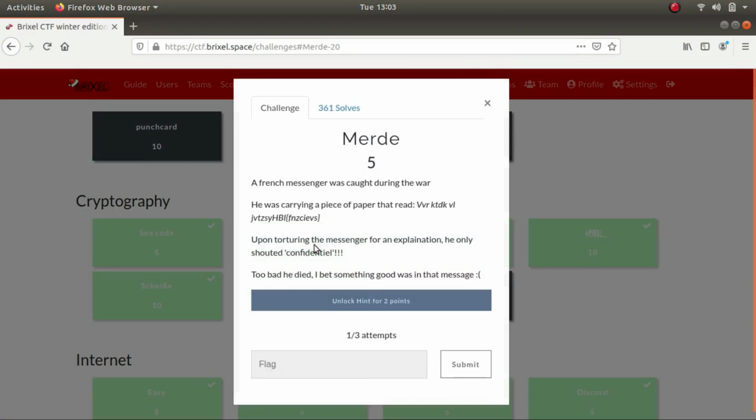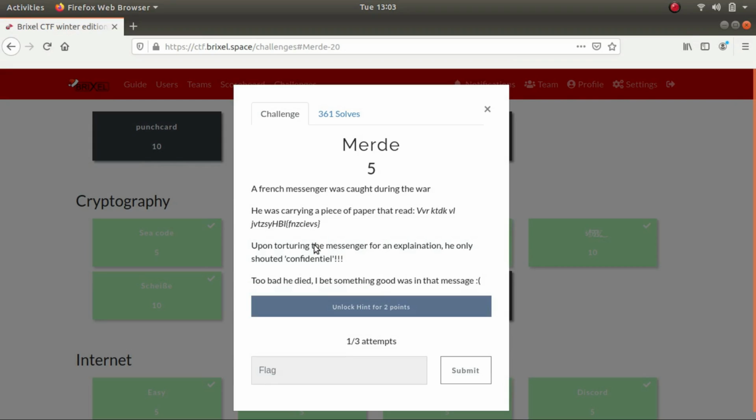It says that a French messenger was caught during the war. He was carrying a piece of paper that read this strange message. Upon torturing the messenger for an explanation, he only shouted this confidential. And too bad he died. I bet something good was in that message.